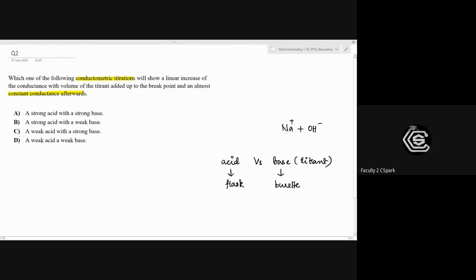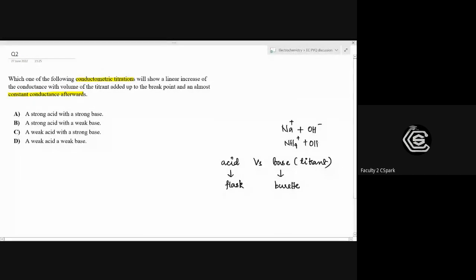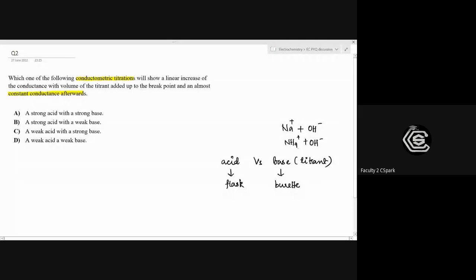So what they are saying is the conductance is constant. If it is constant, the base we use there would be very weak. So let's say it's ammonium hydroxide. Ammonium hydroxide is a very weak base. As a result, it is not that dissociation does not happen, but it is very, very low. The degree of dissociation for ammonium hydroxide is low. As a result we get a constant conductance after the end point.